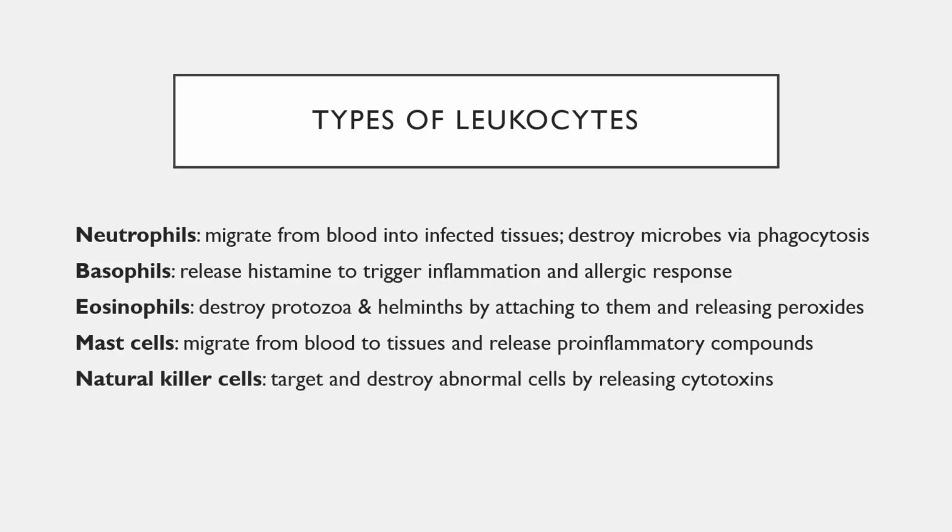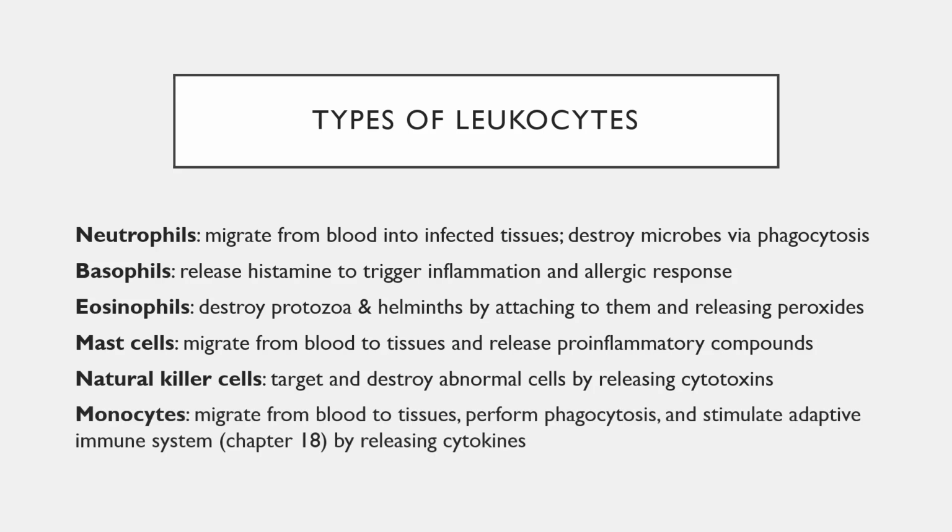Natural killer cells target and destroy abnormal cells. This can include cells that have been infected with a virus, or it can also include cancer cells. And they do this by releasing cytotoxins. This is a different mechanism than phagocytosis. In phagocytosis, cells are engulfed and destroyed. In the cytotoxic response, the cell will release these special molecules called cytotoxins that cause the microbial invader to essentially self-destruct.